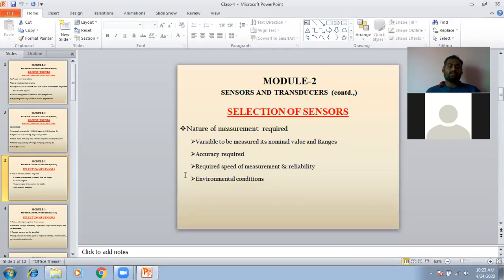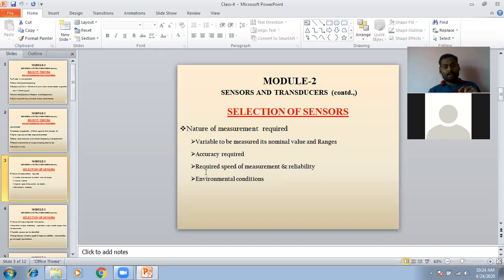The first criterion is the nature of the measurement required. That means whether I am going to measure a dynamic value or a nominal value, and I need to know the range of that physical quantity first. After that, what accuracy is required. In the case of some sensitive control systems, accuracy is very important, so I need to keep it in mind. If I want more accuracy, then which kind of sensor do I need to select? This is a very important parameter.